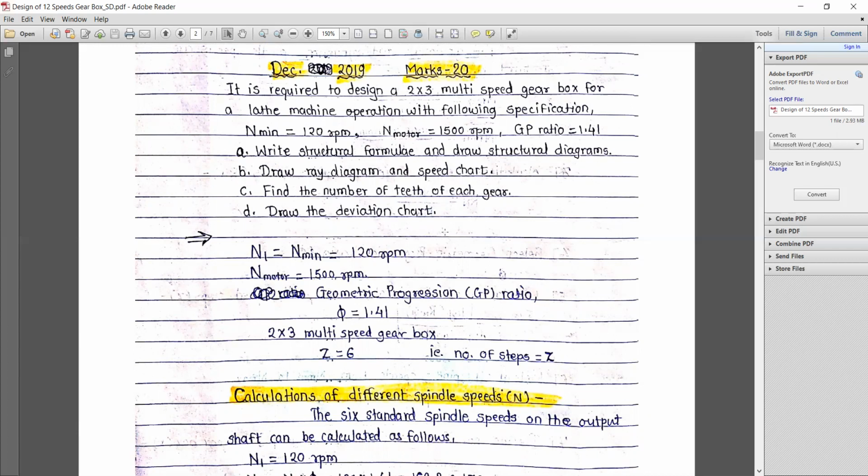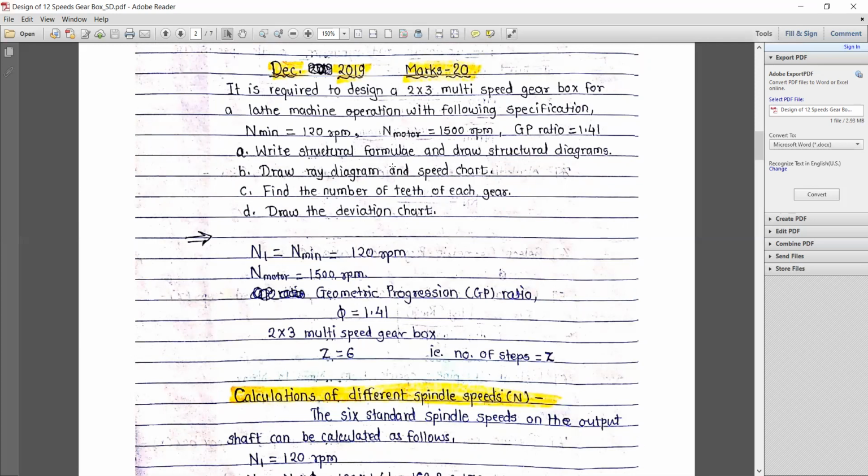What we have to find out? First, write the structural formula and draw the structural diagram. Second, draw a ray diagram and speed chart. Third, find the number of teeth of each gear. And last one, draw the deviation chart. This deviation chart gives the exact speed and number of teeth on the gear. We will discuss it later.